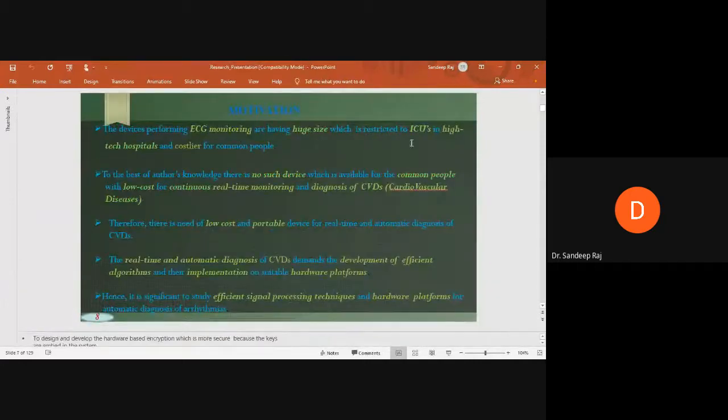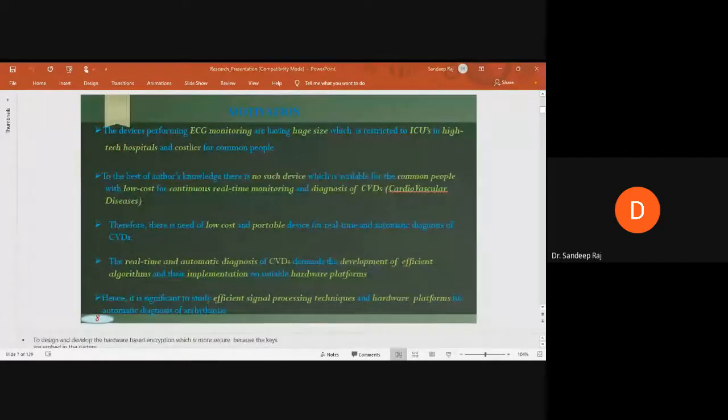Coming to the next slide, what is the motivation? The devices performing ECG monitoring are huge in size, like what we talked about in the case of Holter machines, and they are restricted to ICUs in high-tech hospitals, and are pretty costly for common people. To the best of my knowledge, there is no device available for common people at low cost for continuous real-time monitoring and diagnosis of cardiovascular diseases.